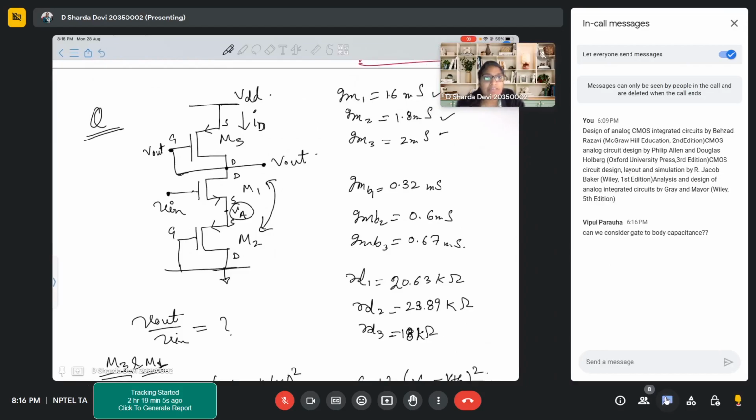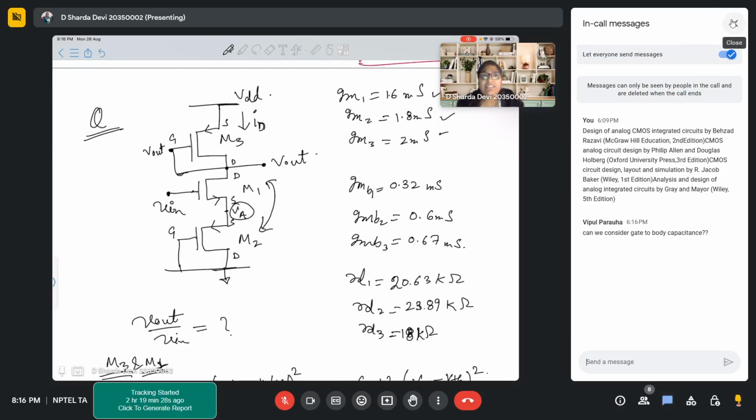Other than that, the books we have... I have personally never referred to them, because our professor's notes were enough, so I never actually referred to any book. But yeah, you can look into these other two also. So the foreign authors' books might be really good, so maybe you can look into them.